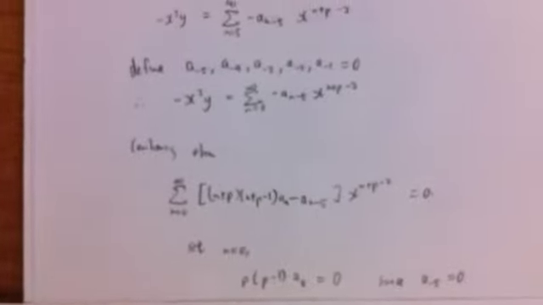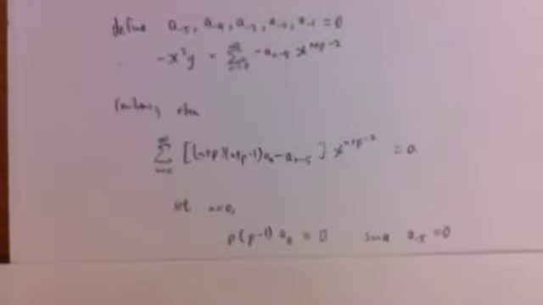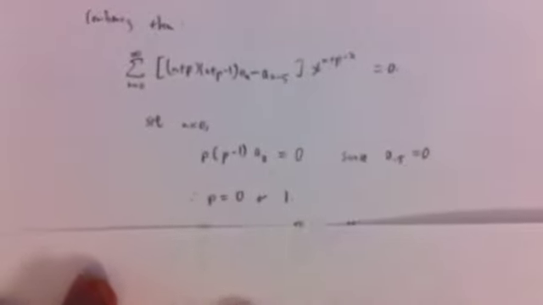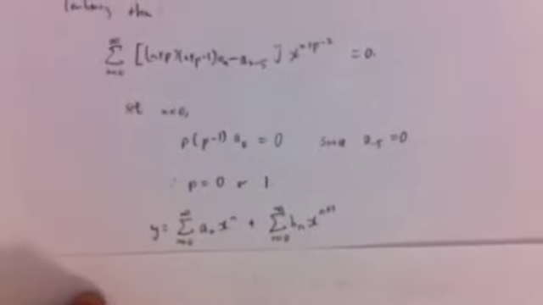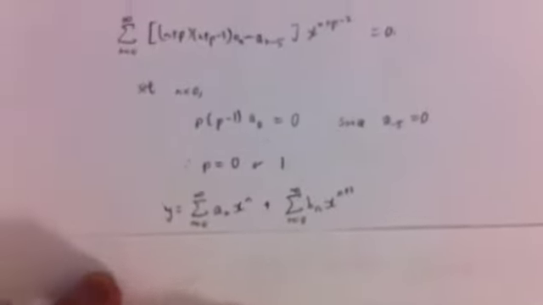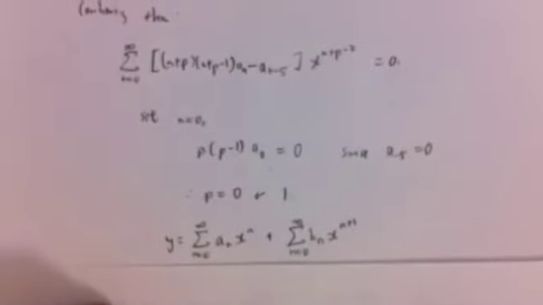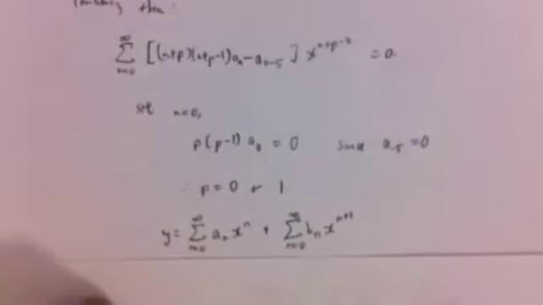In order to solve for p, we set n equals to 0, in which case it gives us p(p-1) a_0 = 0. Assuming that a_0 is not equal to 0, because otherwise the solution will be trivial, we get p = 0, 1. And therefore, we can re-express y in the form of the summation of a_n x^n plus the summation of b_n, which is a new set of coefficients, x^(n+1). Here, x^n and x^(n+1) are linearly independent bases.